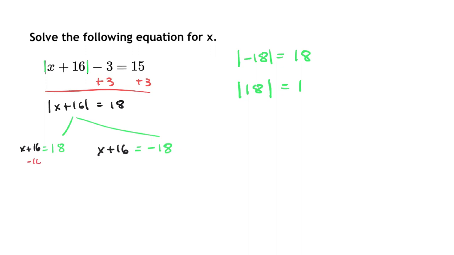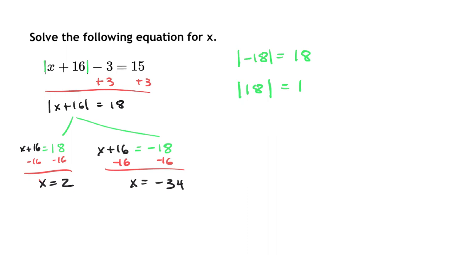And now you just solve both of these equations. So you subtract 16 here, and you end up with x equals 2 as one of your solutions. You also subtract 16 here on both sides, and so you end up with x equals negative 34. Right? And so those are your two solutions, 2 and negative 34.